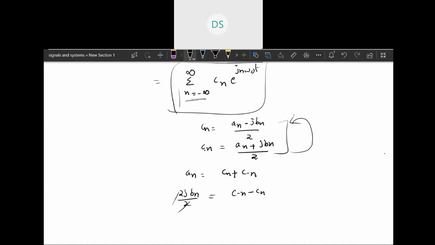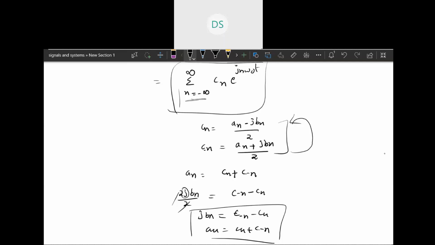You can take that j to the other side, or otherwise you can leave it here like this also. jbn is equal to C minus n minus Cn, where an is equal to Cn plus C minus n. If you got the jbn, you can find out the bn by taking this j to the other side. So like that you can also get the relationship between the exponential Fourier series and trigonometric Fourier series.